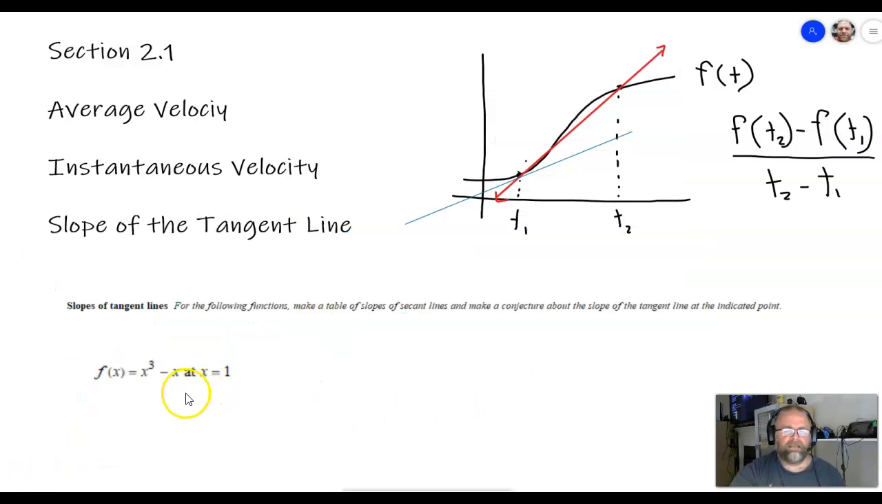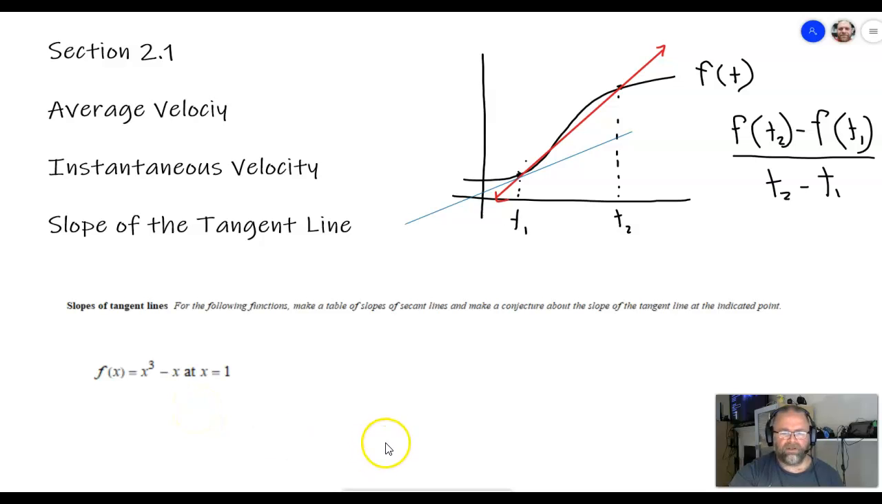All right, for this last problem, we're going to try to see what the slope of the tangent line of this function here is at x equals 1. And we're going to make a table of slopes of secant lines, and then we're going to make a conjecture. That means that we're going to take a guess. So yeah, there's a couple of things I can do here.